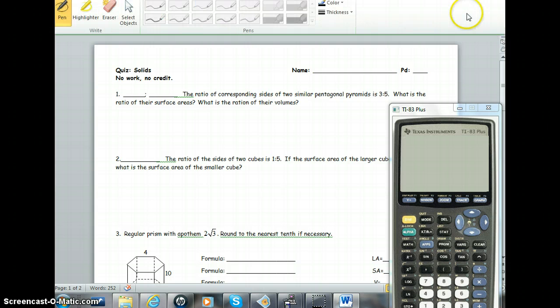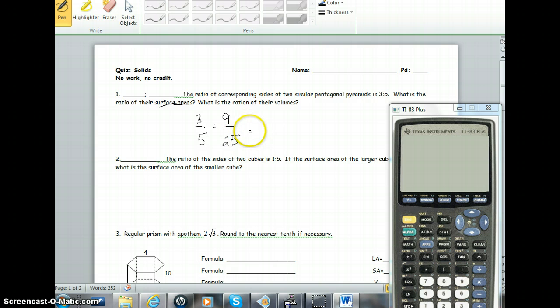Let's see here. Surface area. So what do we say about area? Area is always squared. So if you have 3 to 5, the simple answer is that when you have area, you just square the 3 and make that 9 over 25. That is the ratio squared.